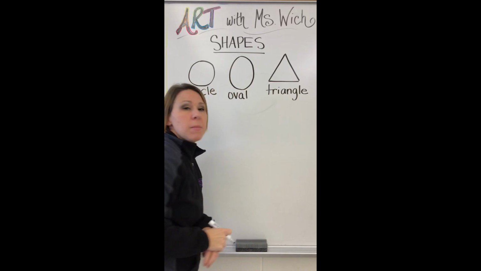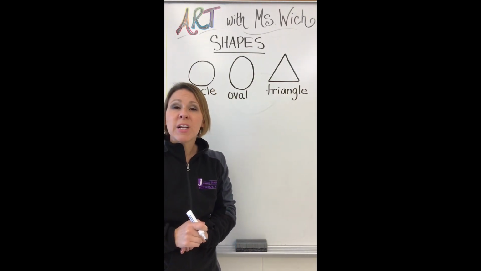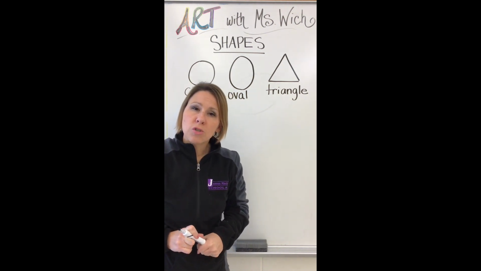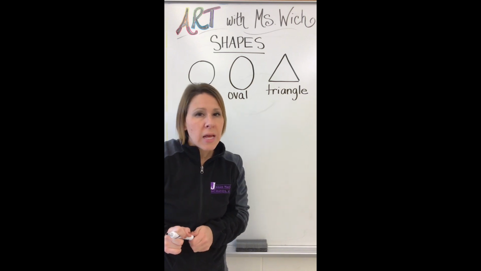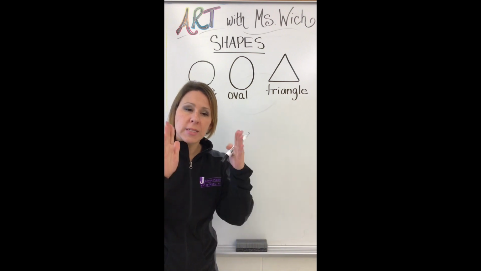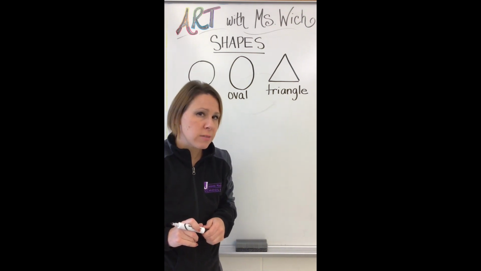T-R-I-A-N-G-L-E. Okay, my triangle. Moving on now. Our next shape is going to have four lines. These four lines that we're going to draw are going to be equal, that means it's the same size. So you have to make sure that you draw them exactly the same, because otherwise you might end up with a really different kind of shape.